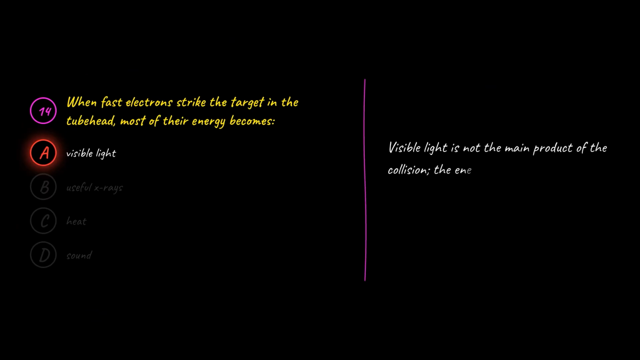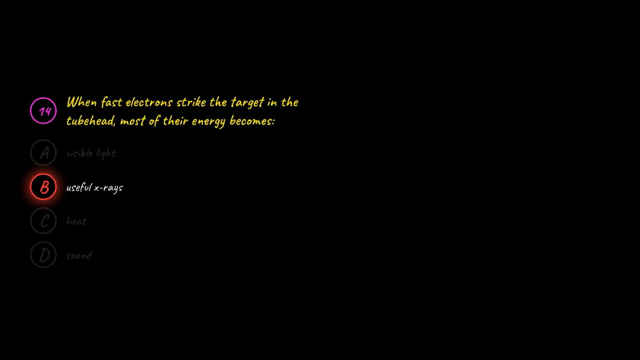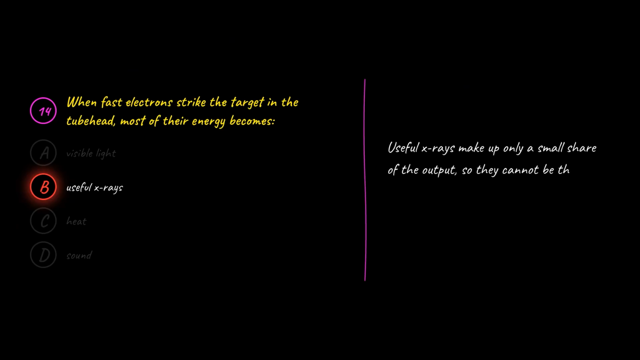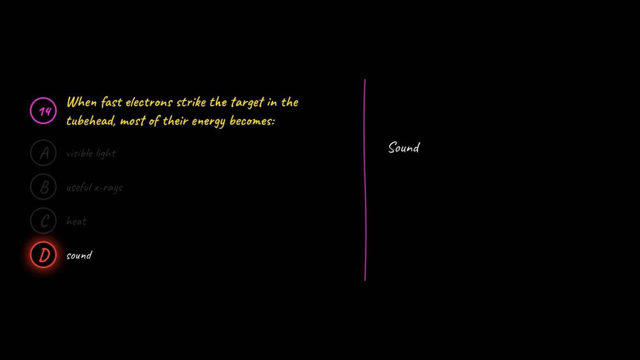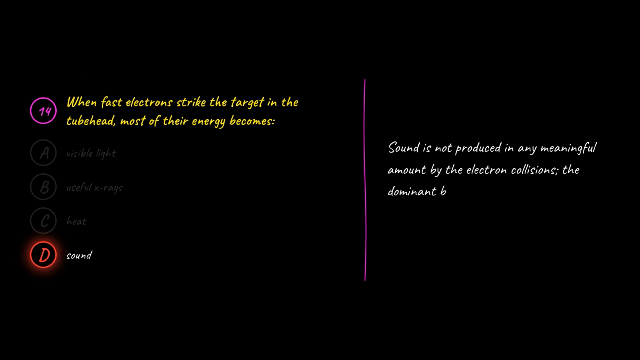The energy that does not become X-rays is released overwhelmingly as heat, not as light. B is wrong because useful X-rays make up only a small share of the output, so they cannot be the majority. The bulk of the energy is lost as heat at the target. D is wrong because sound is not produced in any meaningful amount by the electron collisions. The dominant byproduct of striking the target is heat, not acoustic energy.